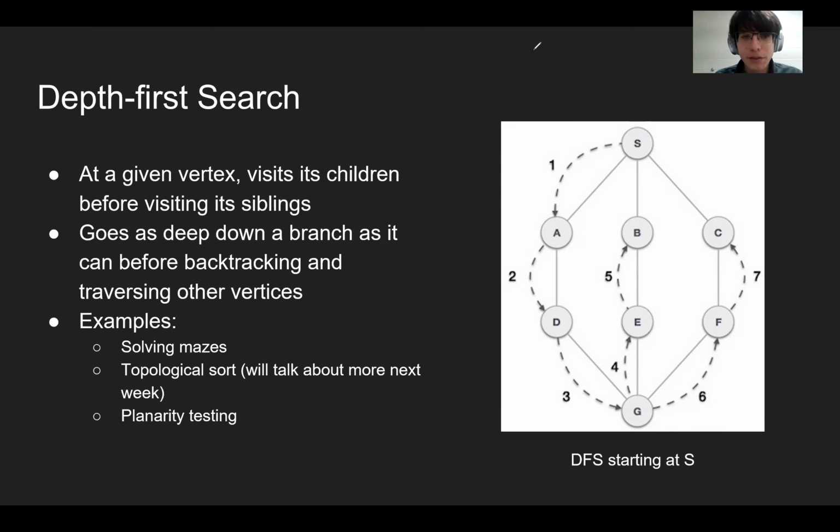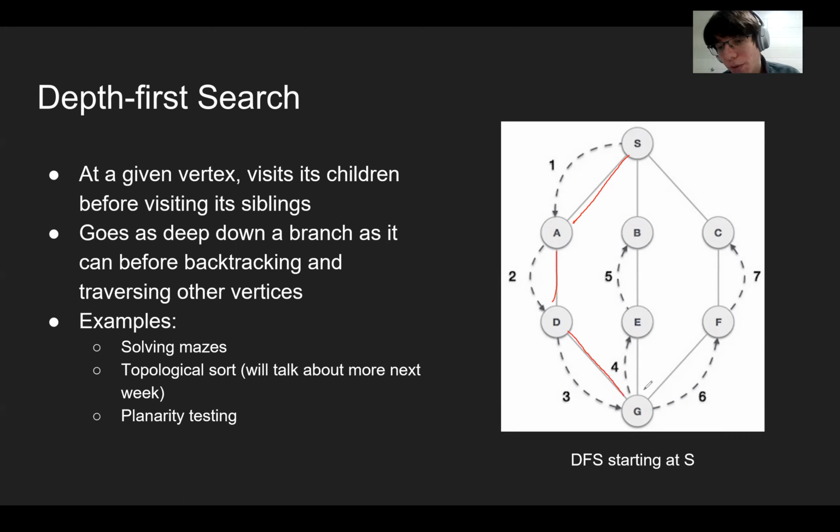At a given vertex, you visit all the children before visiting siblings. In this graph, I'm not going to draw my own, this one right here, maybe we start at S. At S, with a tree it would be the left subtree, but for a graph we're going to visit everything that starts with this edge, all the paths that start with this edge first. So we go to A, then from A we go to D, and from D we go to G.